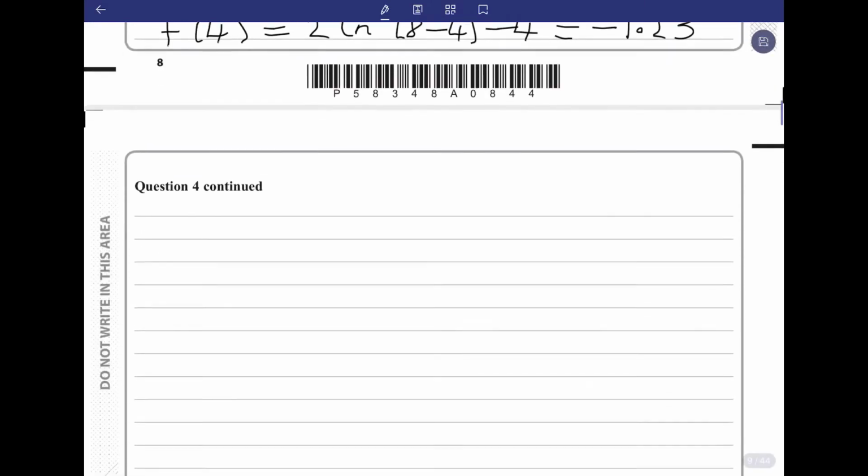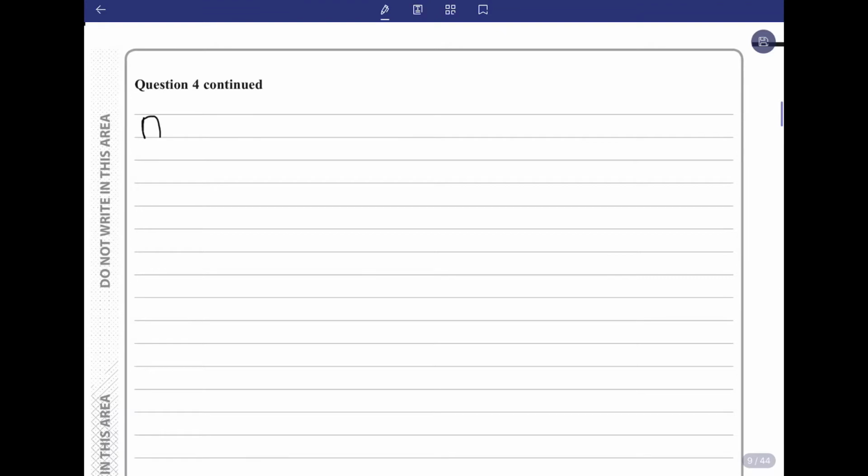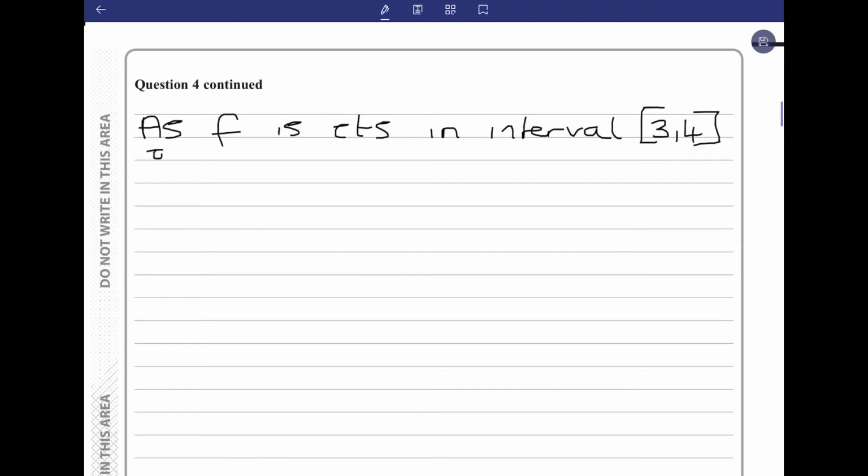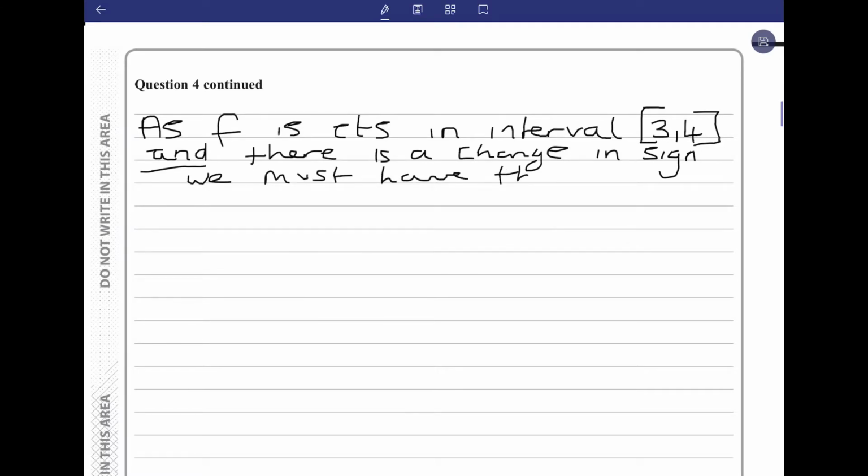And then to round up this question, you'd probably say something like, as f is continuous (CTS means continuous) in the interval 3, 4, and there is a change in sign, we must have that 3 is less than alpha, which is less than 4. So that's that part of the question.